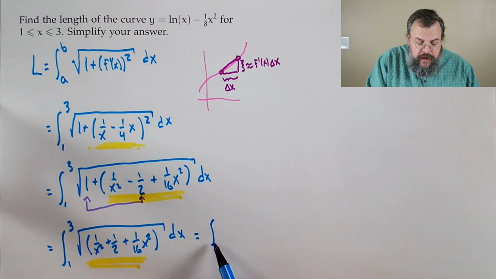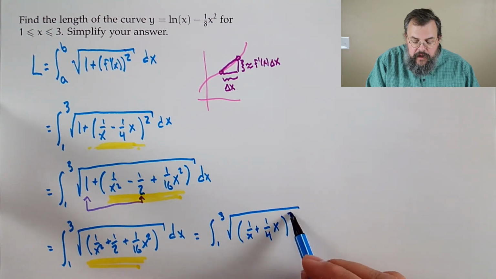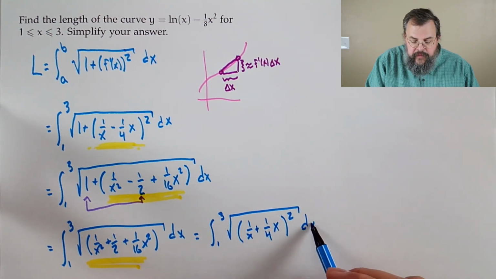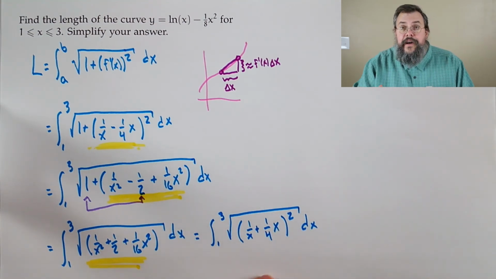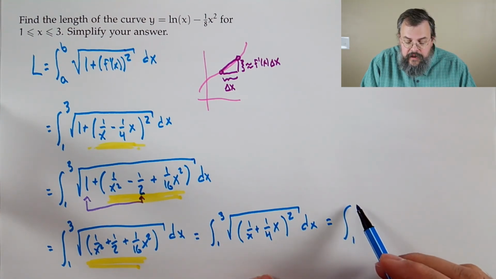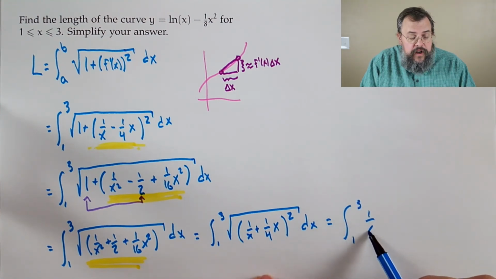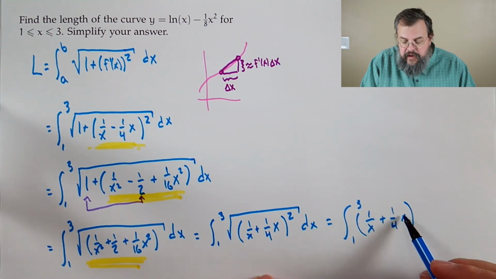So that's what we do. Say, well, look, that's really 1 to 3, the square root of 1 over x plus 1/4 x quantity squared. So now the square root and the square undo each other. So we have the integral from 1 to 3 of 1 over x plus 1/4 x dx.